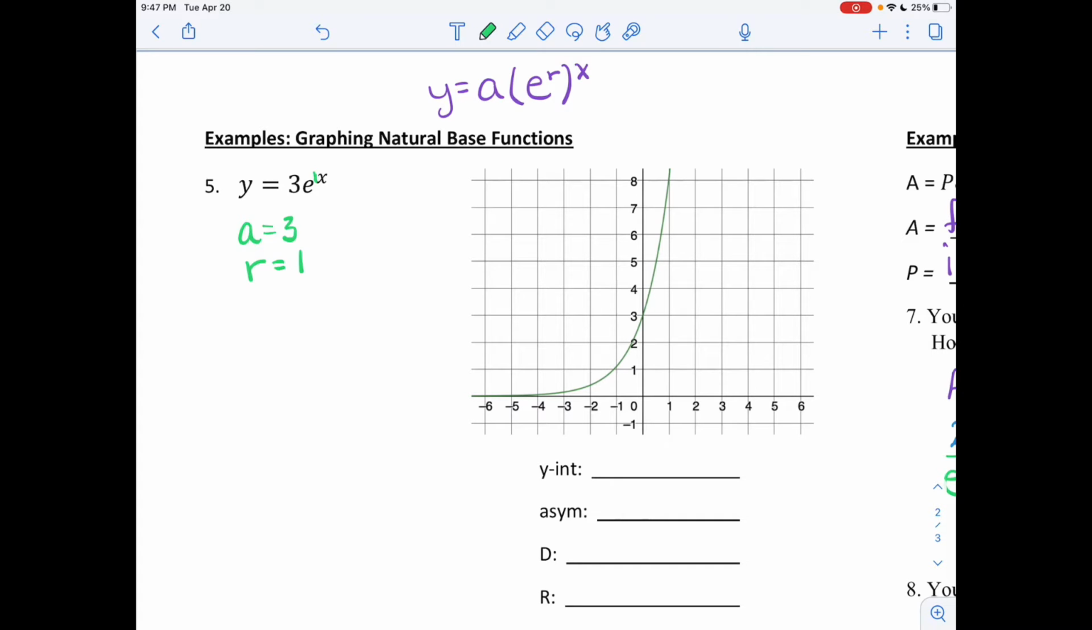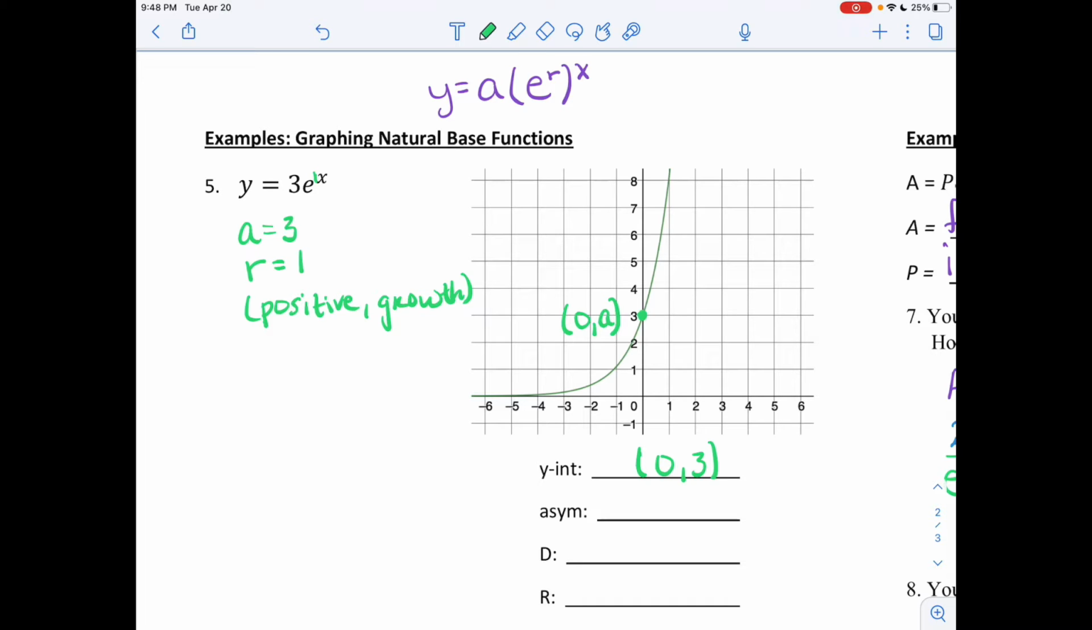Remember that for these, we are looking for either a positive or a negative r value. So an r of 1 is positive, which means growth. We can see by looking at the graph that we definitely have a growth function. And let's go ahead and notice a couple of points. Remember that previously we were picking out our y-intercept, which was located at 0, and our a value. And since our a value is 3, our y-intercept is at (0, 3), just like it was for our regular exponential function.